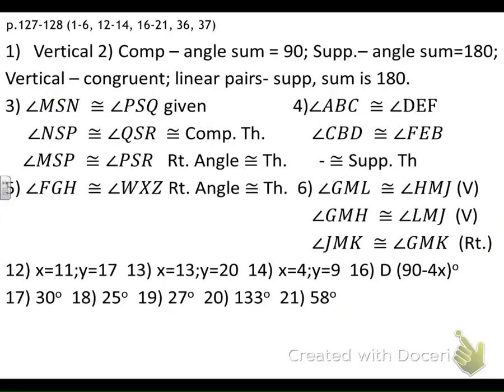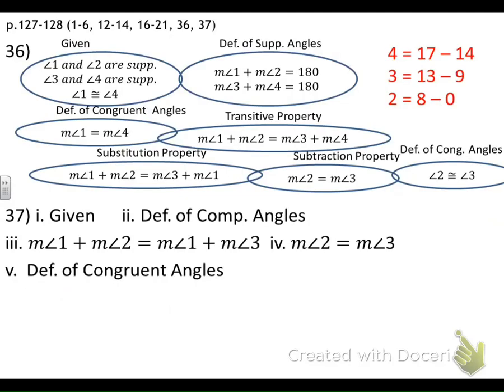Alright, we're going to move on to the next slide. Hopefully you're all done. Here we go in 3, 2, and 1. Alright, these are the proofs. This is the one big proof that you had. 7 steps. The given: supplements, and a pair of congruent angles.